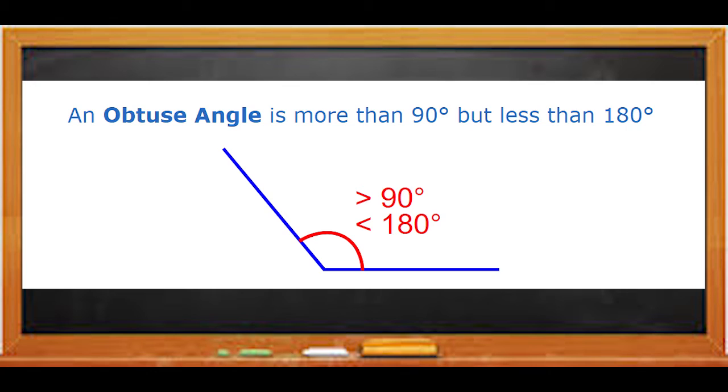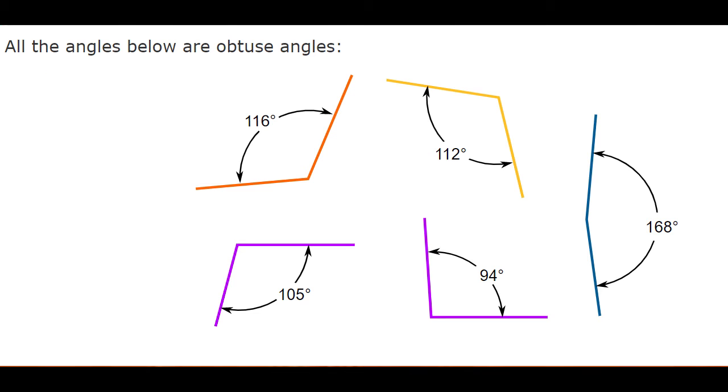An obtuse angle is more than 90 degrees, but less than 180 degrees, as you can see the example there. All the angles below are obtuse angles, regardless of their positions. They're all greater than 90 degrees, but less than 180 degrees.